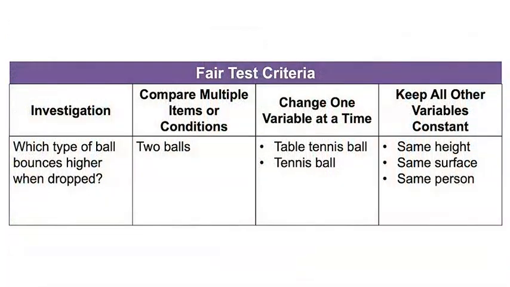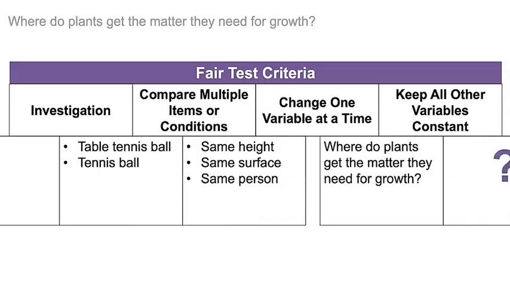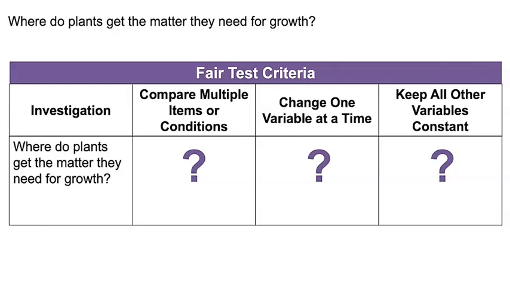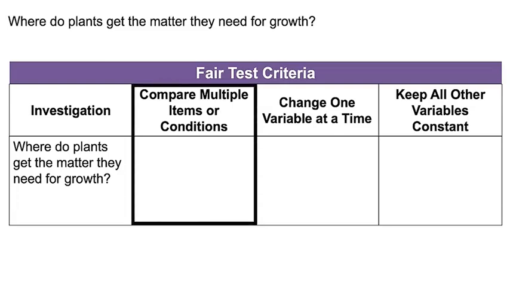In our last lesson, you made a claim about where plant matter comes from, but we need a way to test that claim. We used a table tennis ball and a tennis ball to develop fair test criteria. Let's use these criteria to develop an investigation plan. We will try to answer the question, where do plants get the matter they need for growth? We know we will use plants in our test, so we can complete this section of the table. We will compare multiple plants.